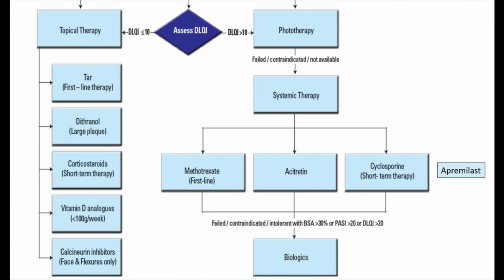If these conventional systemics do not work or patient is intolerant to them, then you would have to consider biologics. Now, on the other hand, for mild to moderate disease, the mainstay of treatment remains to be topical therapy, and options include tar. Ditranol is sometimes used for large plaque, but we hardly use that anymore. Topical corticosteroids are often used and mostly for short-term therapy. You can also consider topical vitamin D analogs less than 100 grams per week, and topical calcineurin inhibitors, especially for the face and flexures where you have thinner skin. So in moderate to severe disease, topical treatment options should also be used, but you would also need to refer to the pathway on the right for more effective treatment.